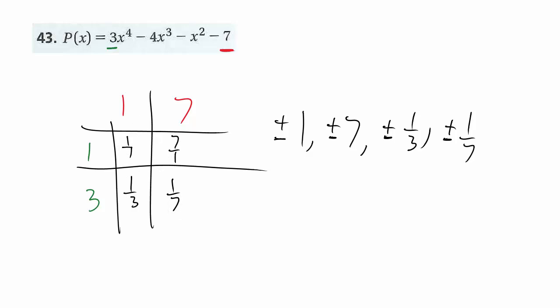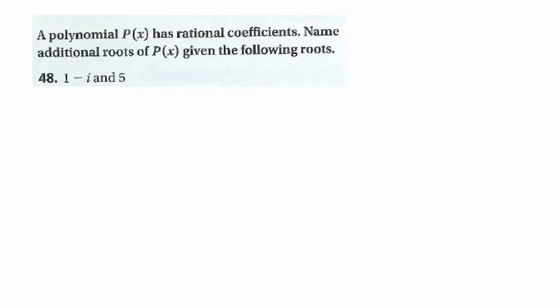And that's it for the rational root theorem. Those are all the practice questions that you're going to have for those. Next up is 48. So we're told that a polynomial has rational coefficients. That means that we get to apply some theorems there. We know that if it has any imaginary roots, or really I should say complex roots, because this part is real and only this part is imaginary, anytime you have a complex root, it has to occur in pairs.